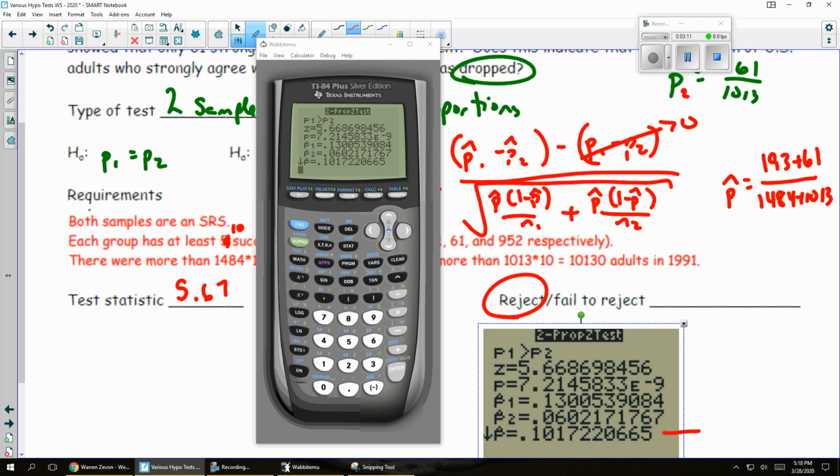This value is that value right there. If I work this part out on my calculator, I'm going to get that pooled p-hat. And you see a p-hat 1 and p-hat 2, that's the pooled p-hat right there.